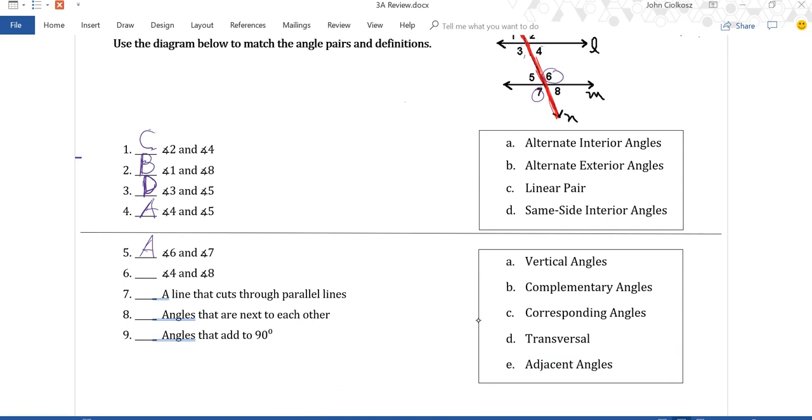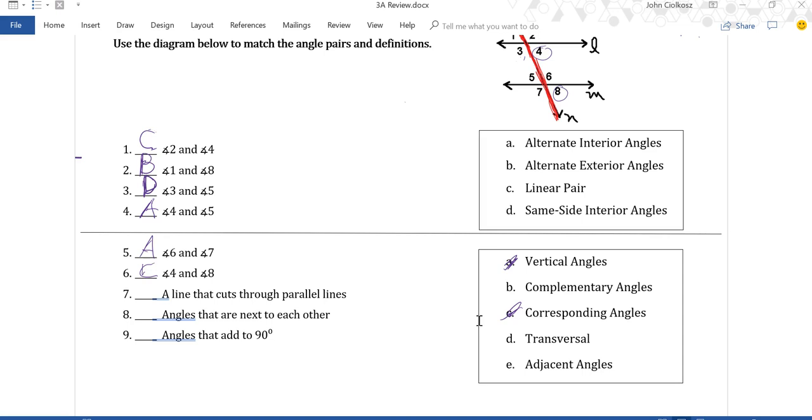4 and 8. If we're looking at 4 and 8, let's erase what we have there. Now, we got rid of vertical, so let's think here. Complementary would mean they add up to 90. Those definitely don't add up to 90. It's not the transversal, and they're definitely not adjacent because they're not next to each other. So the corresponding is one inside, one outside. So we're in between, and we're outside the parallels, and we're on the same side. That's how we identify our corresponding angles: one inside, one outside, on the same side.